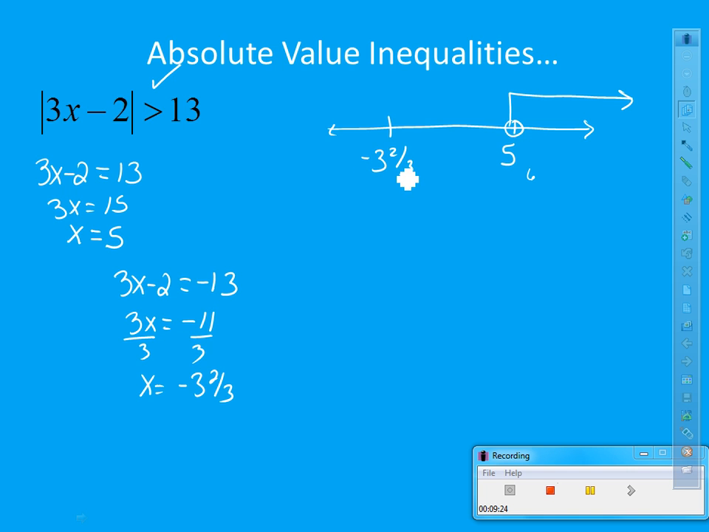I need to decide what kind of numbers will work now. So I might pick a number on either side of that. So I'm going to look at negative 4. 3 times negative 4 is negative 12. Negative 12 minus 2 is negative 14. The absolute value of that is 14, which is definitely greater than 13. So here's my answer.